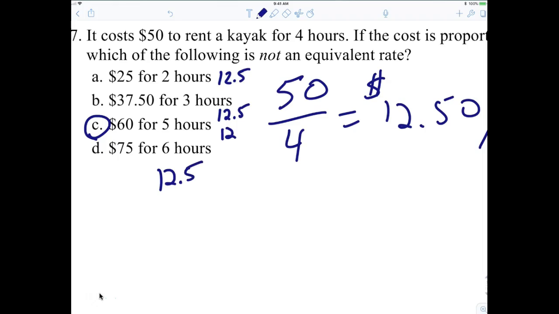Now what I'm trying to show you is you got to read carefully, right? Because it doesn't say which one is equal. It says which one is not equivalent. Which one is not equivalent. Everybody good with that?